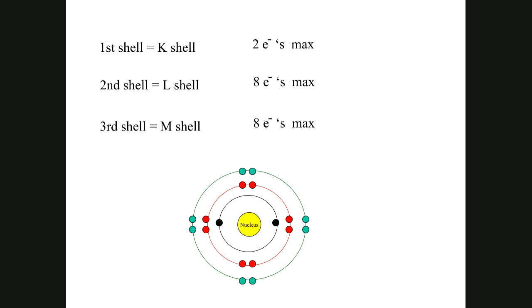For the third shell, it holds a maximum of 8. I paired them too, so it's easy to count them. You can see there's 8. And the 4th shell can hold a maximum of 8. But we really only look in this class at the 4th shell for one atom. That's going to be calcium, which is element number 20. So you can see that the shells hold a maximum. First holds a maximum of 2 electrons, second a max of 8, third a maximum of 8, and they fill sequentially.